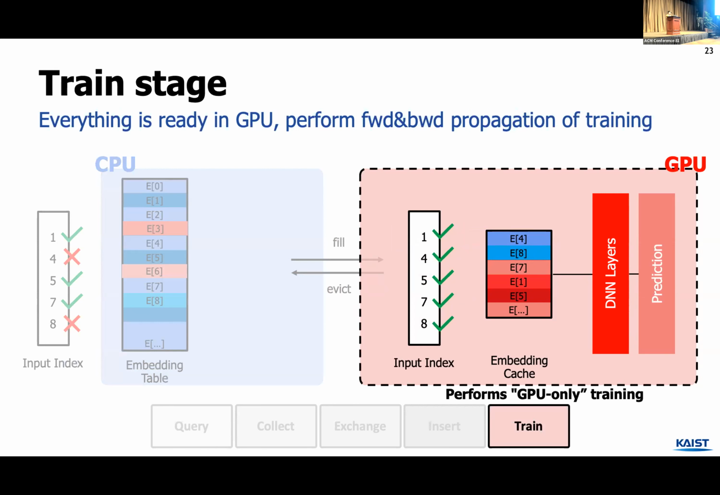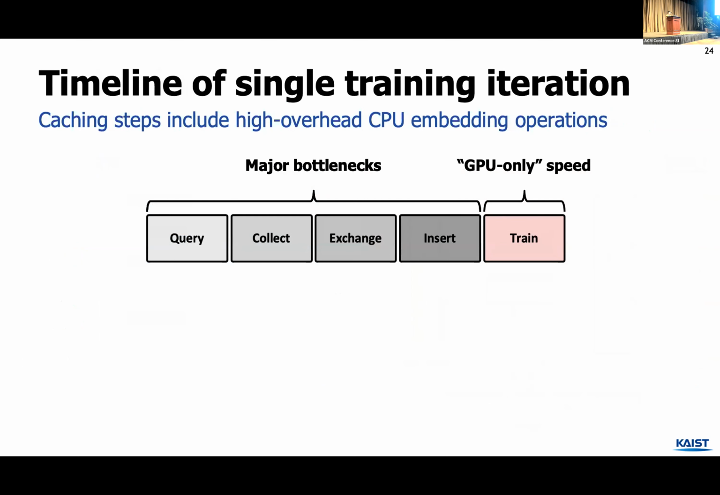Last is the train stage, which performs the training algorithm. At this point, all the caching operations are done. We have all the required embedding entries inside the GPU cache for this iteration. So the training stage itself can be done the same as GPU-only training, which will be an order of magnitude faster than the traditional hybrid CPU-GPU training. However, in our sequential single iteration execution, high overhead CPU embedding operations are just moved to cache management steps. They have not disappeared. In other words, if we can hide all the cache management overheads, we can perform the end-to-end training process at GPU-only training speed.